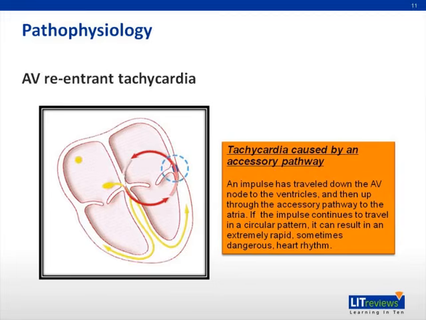AV reentrant tachycardia, or AVRT, requires the presence of an accessory pathway. This is the type of SVT that is seen in patients with Wolff-Parkinson-White syndrome. A normal impulse from the atria is conducted through the AV node to the ventricles and abnormally travels up to the atria from the ventricles through the accessory pathway. This will activate the atria before the sinus node has had a chance to fire the next normal sinus beat. This electrical impulse can then continue to travel in this reentry circuit, causing a very fast and regular tachyarrhythmia.